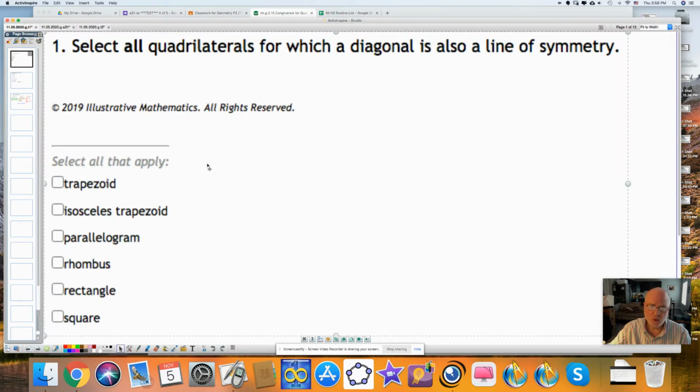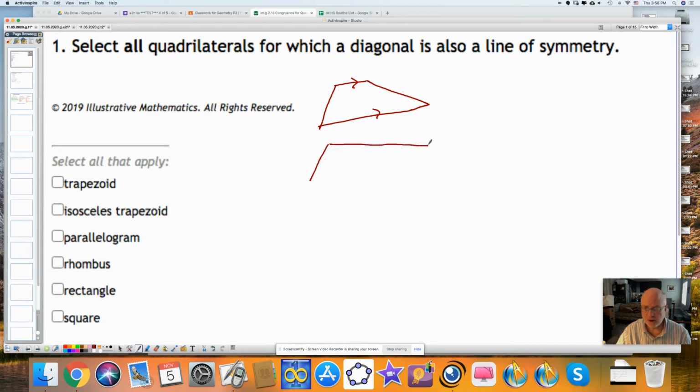It says select all quadrilaterals for which a diagonal is also a line of symmetry. And they give you a trapezoid. The general trapezoid has one pair of parallel sides, so it could be like this. These two sides are parallel, and then you could make this one extra long. An isosceles trapezoid has one pair of parallel sides, again, and the legs are congruent, like this. A parallelogram, which I'm going to draw nice and long, and the sides do not have to be 90-degree angles, but these two opposite sides are parallel by definition in a parallelogram.